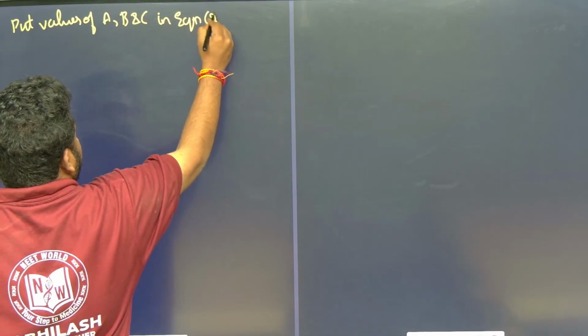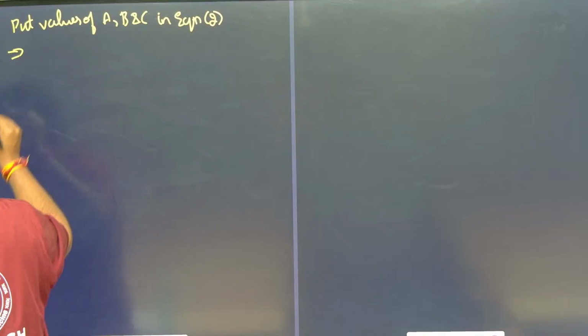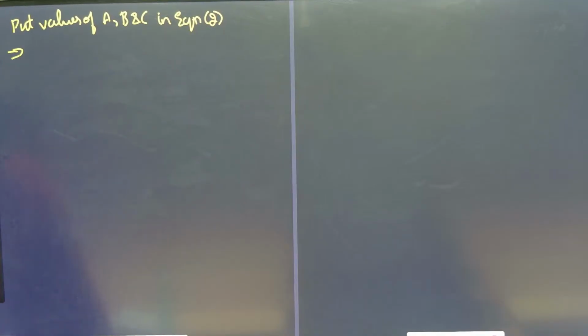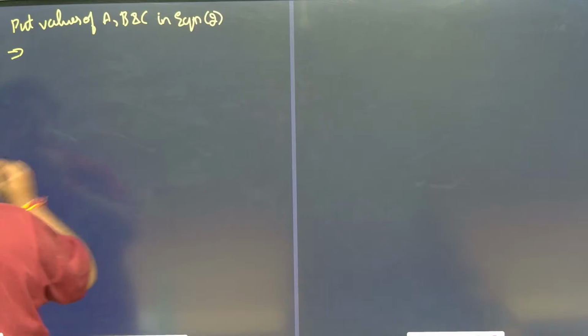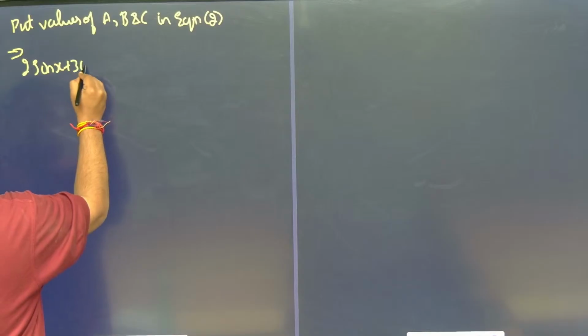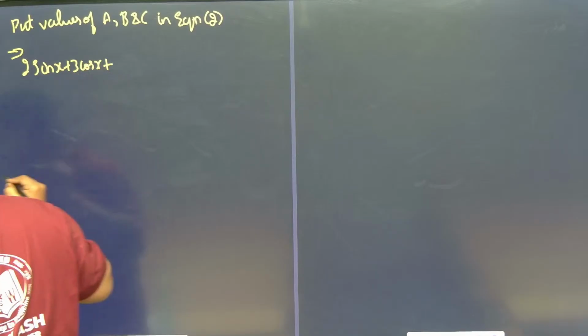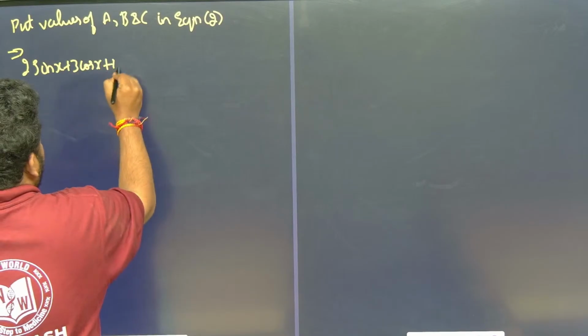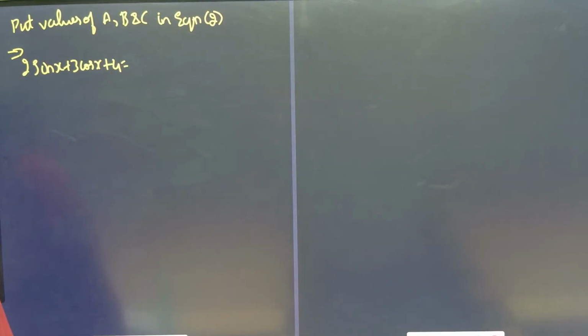So what is that equation 2? This implies what will happen? We will get 2 sin x plus 3 cos x plus 4 will be equal to what?